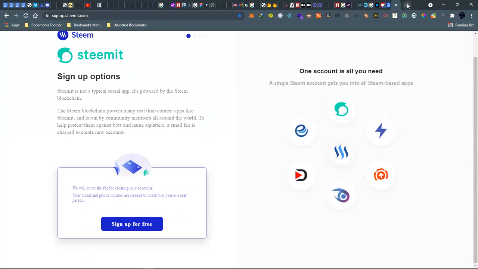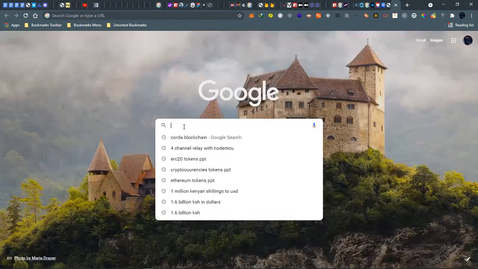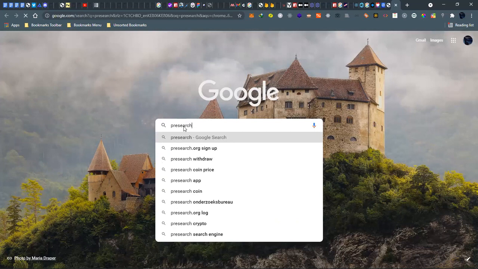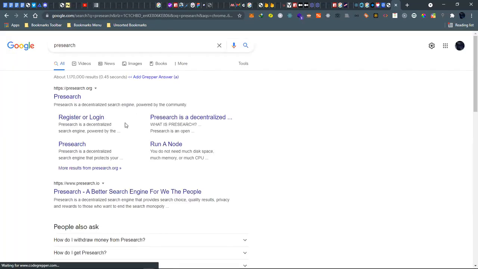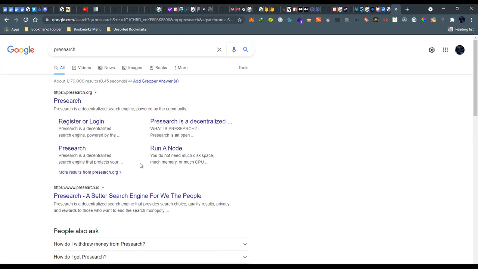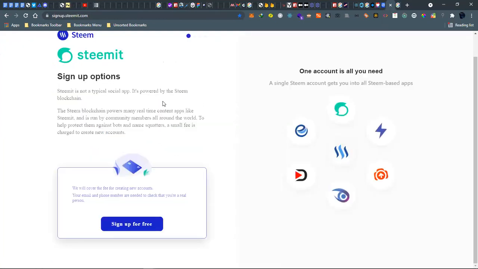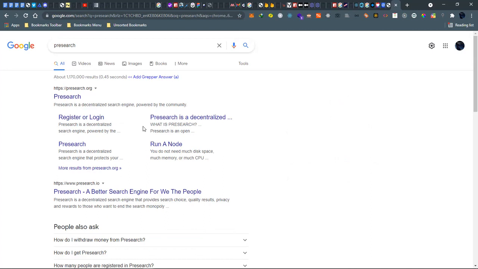And then there is also Presearch. I don't know if you have heard about Presearch. Presearch is also a way that you can earn, and it's a decentralized search engine. It's like Google, but a more decentralized one. Then we have Brave browser, with which you can also earn. So as you can see, these Steem coins, you can only use them on Steem because they are based on academic content. The same case for Presearch. You can only earn this coin if you search using Presearch.